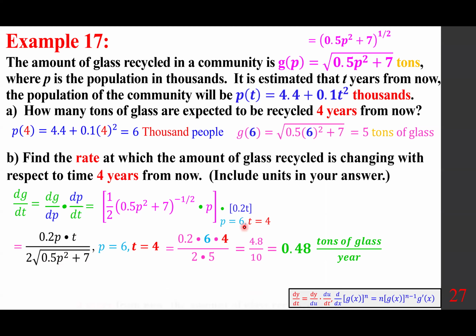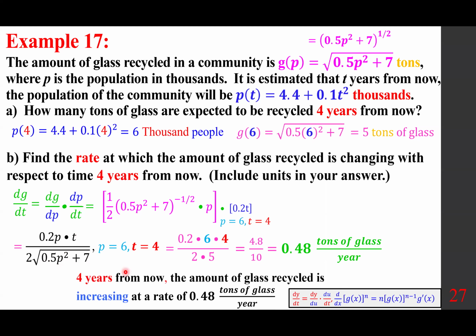What does it mean? 4 years from now, the amount of glass recycled is increasing. Why increasing? Because this is positive, at a rate of 0.48 tons of glass per year. If it's negative, you write exactly the same thing. You change the increasing to decreasing.